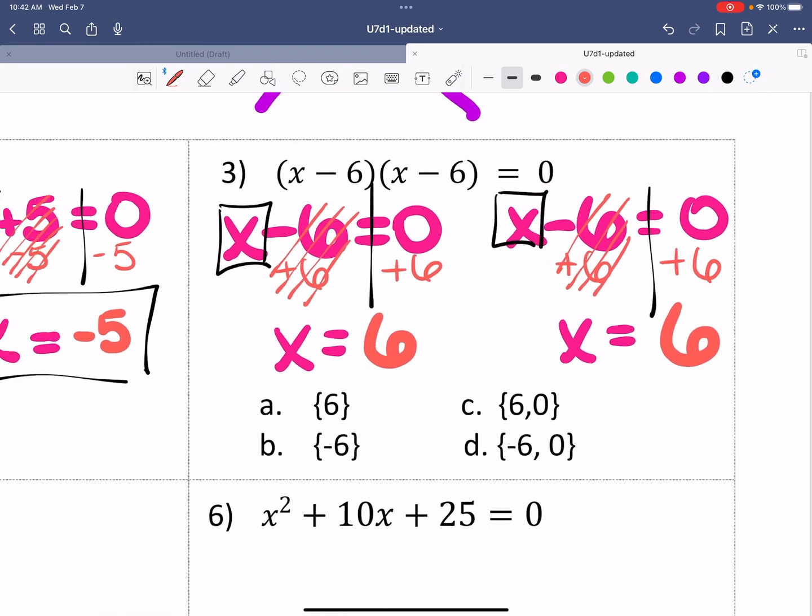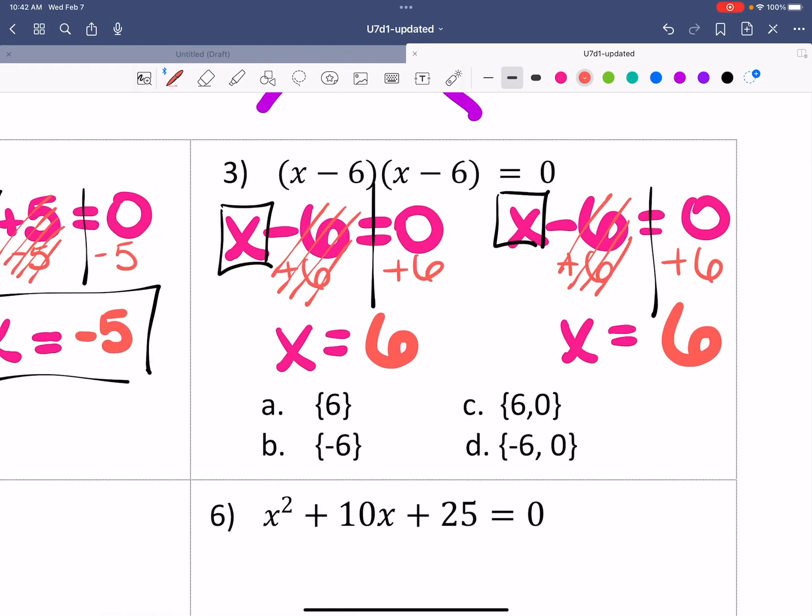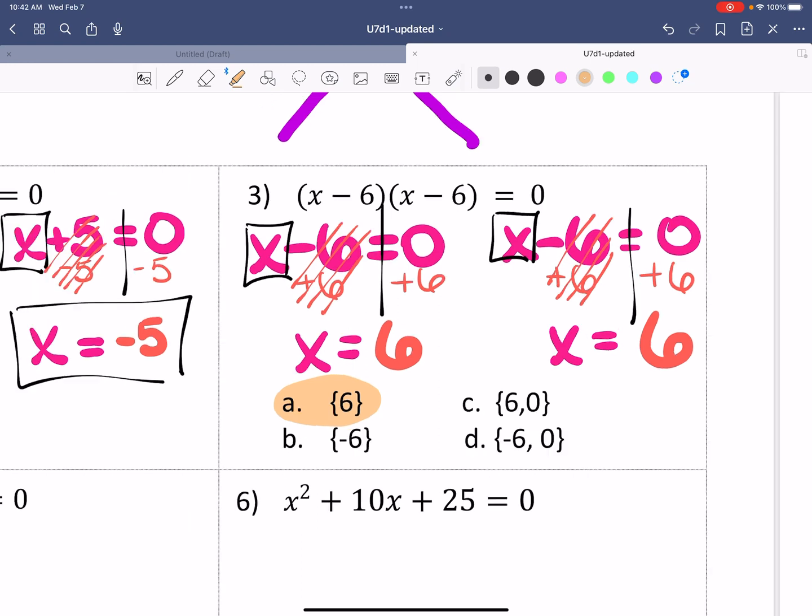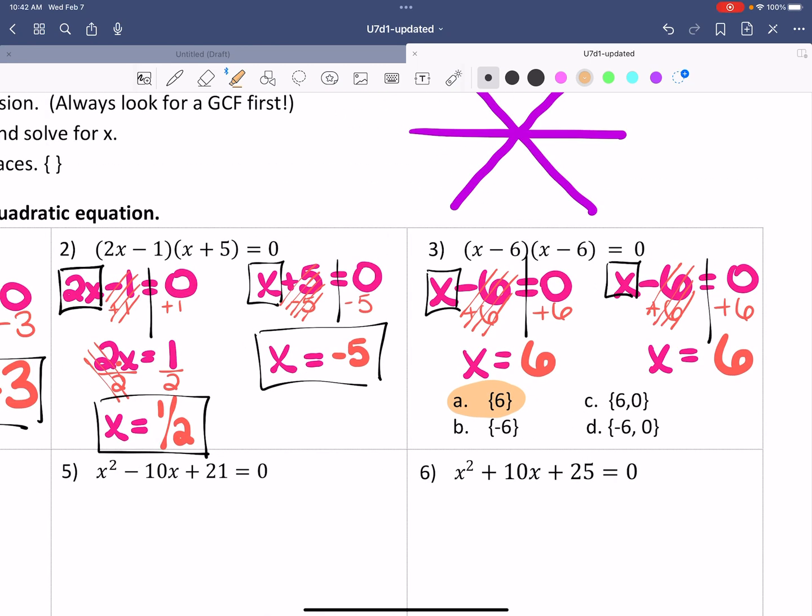And you can see that there's not an option that says 6, 6. And that's because 6 is repeating. And so if you happen to get the same number, you don't have to write it more than once. We learned that when we did domain and range. So our final answer on this one is going to be A. It only is going to cross at 6. So if you were to graph this, you would actually see a parabola that only touches the x-axis once, at +6.